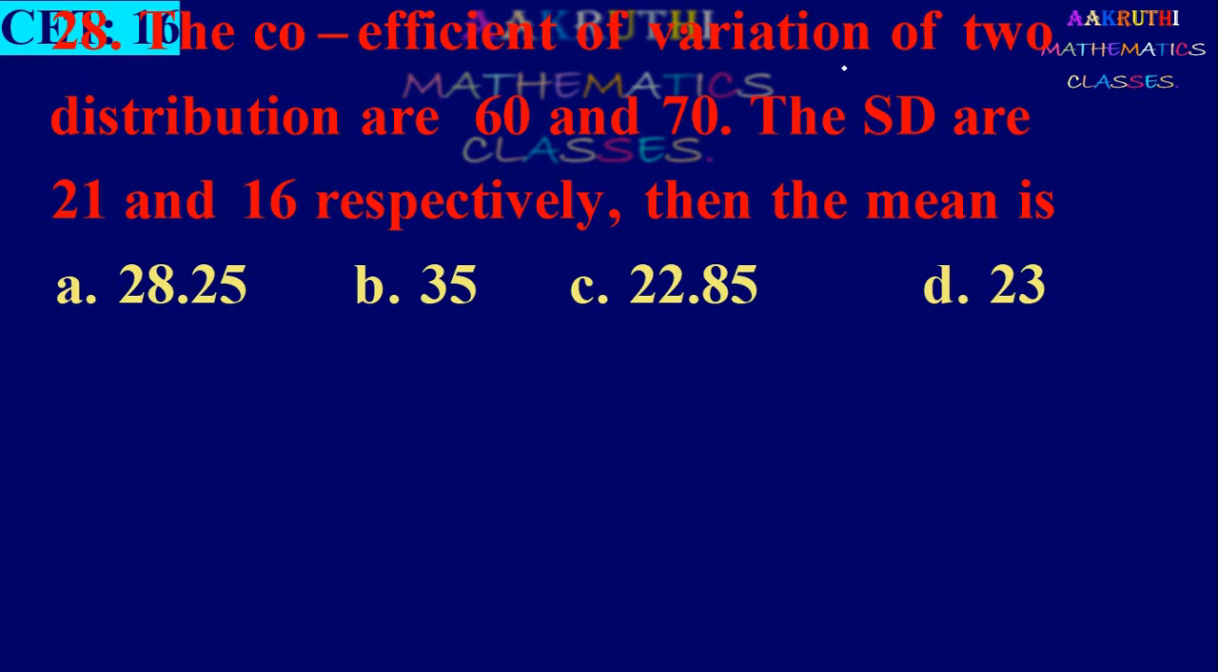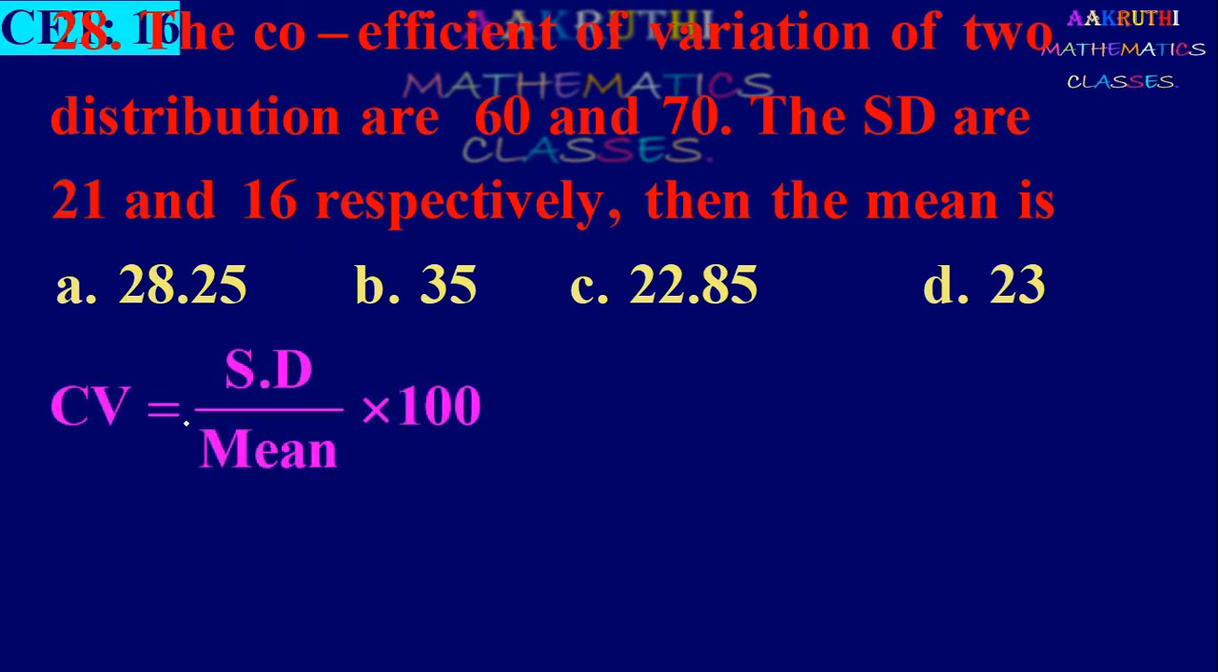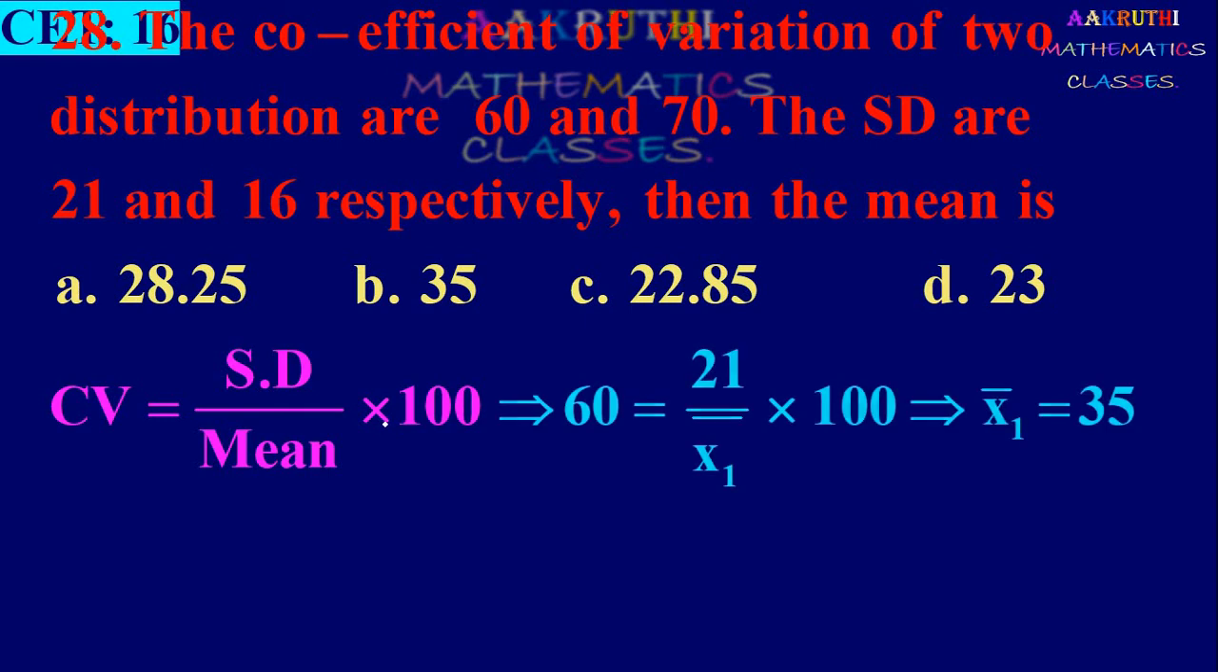The coefficient of variation of two distributions are 60 and 70. The standard deviations are 21 and 16 respectively. Then the mean is. So here it is given two distributions with CV 60 and 70 and standard deviation 21 and 16. We have to find the mean. So we have the formula CV equal to standard deviation divided by mean into 100. For the first distribution, we have 60 equal to 21 by x1 bar into 100. So therefore we get x1 bar equal to 35. That is, the mean of the first distribution is 35.